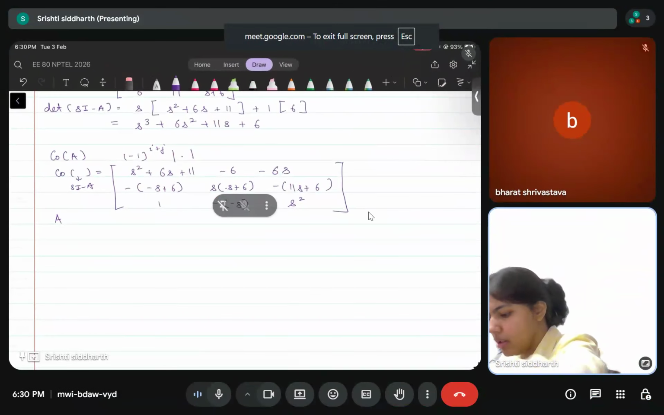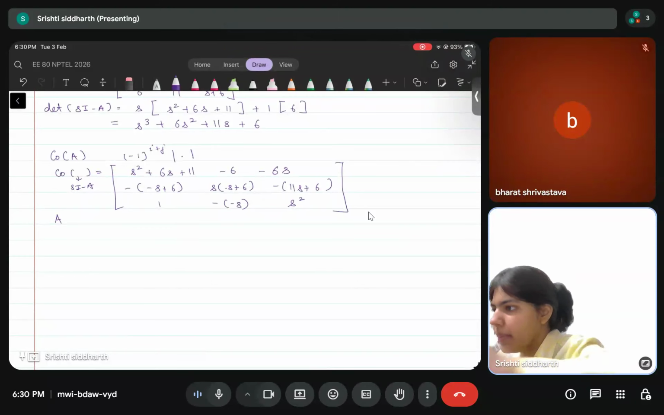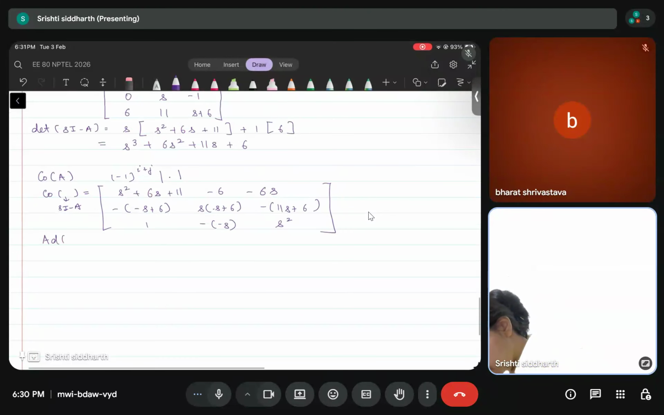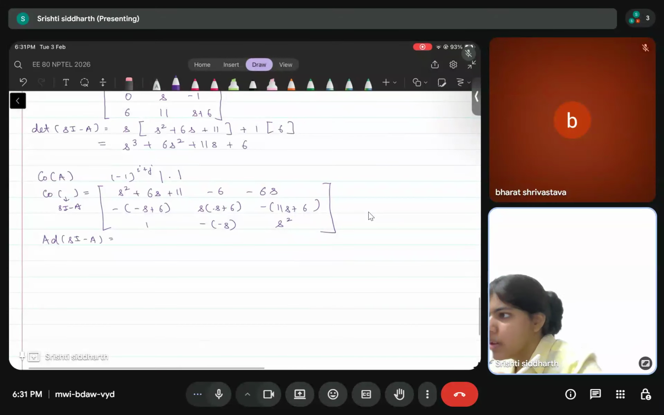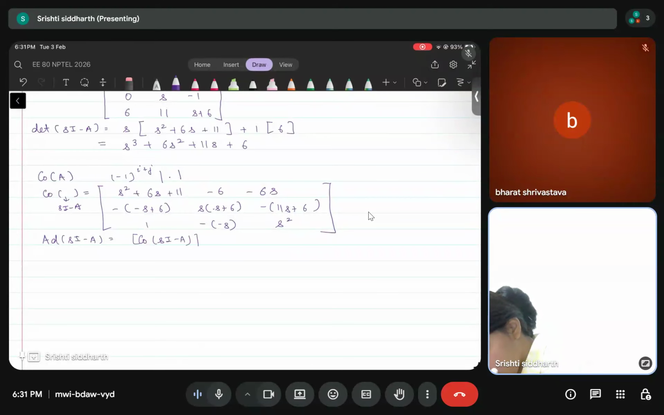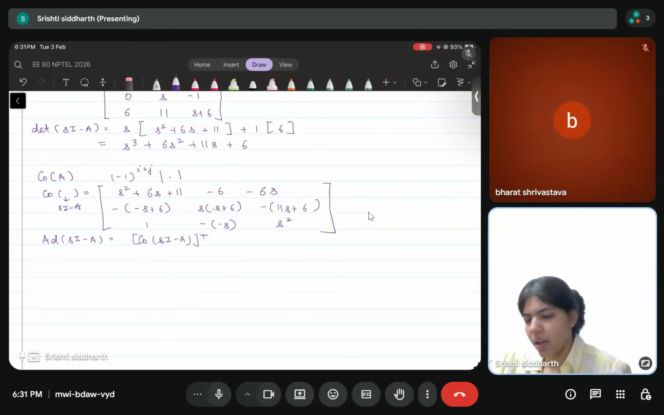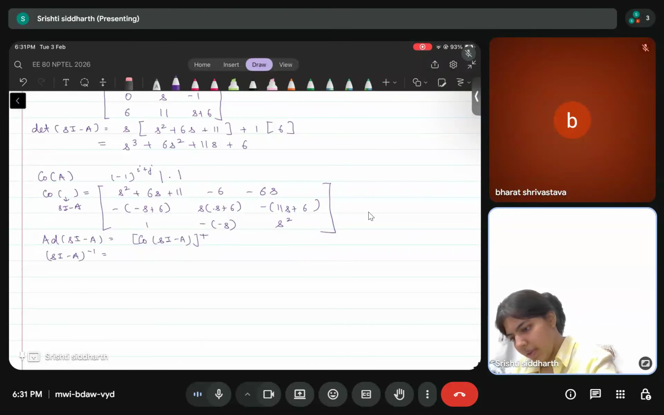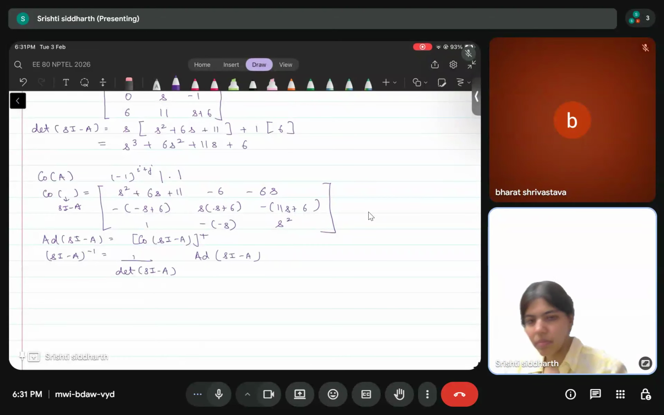Right, let's resume then. This is the cofactor of sI minus A, and the adjoint of sI minus A is the transpose of this cofactor matrix. So cofactor of sI minus A transpose. And sI minus A inverse is then simply 1 upon determinant of sI minus A times adjoint of sI minus A. So you can compute this.